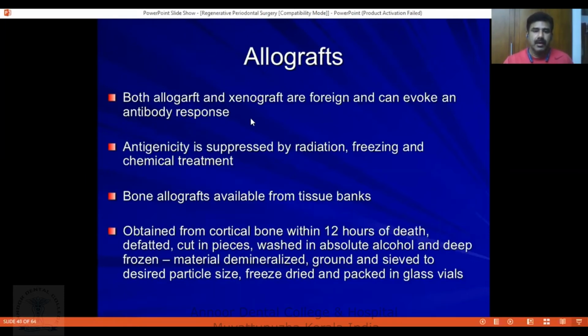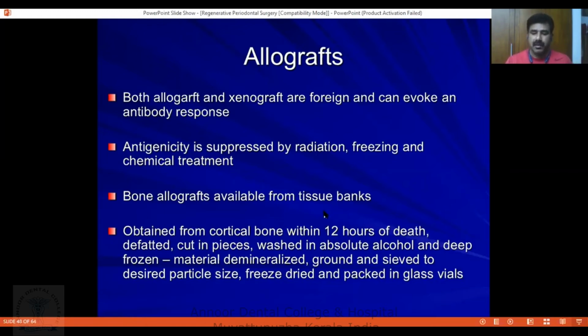Now, allograft. I told you, allograft is taken from individuals of the same species, from a different individual. Usually, when a person dies, probably within 12 hours of death, you take bone. Of course, the person should have given consent, or his relative should give consent. It's usually done in tissue banks. So you take the bone, cortical bone is obtained within 12 hours, then it goes through a lot of processing.